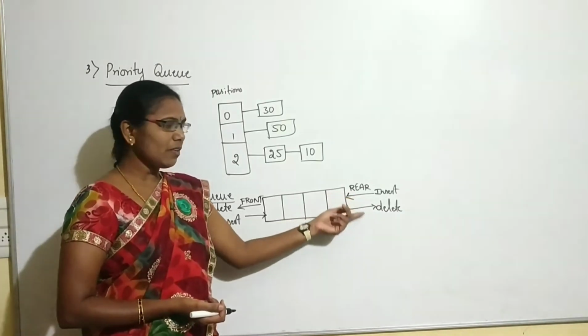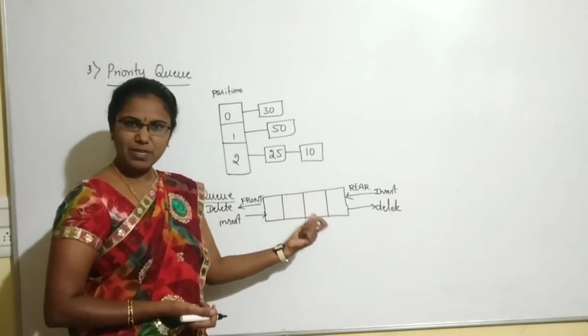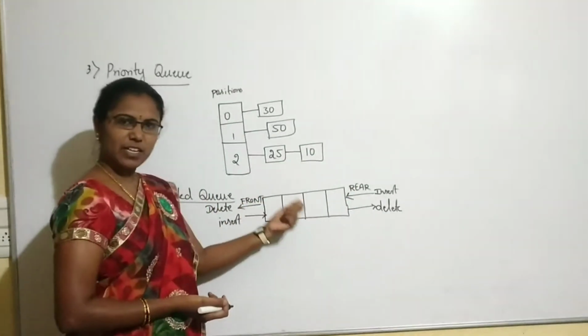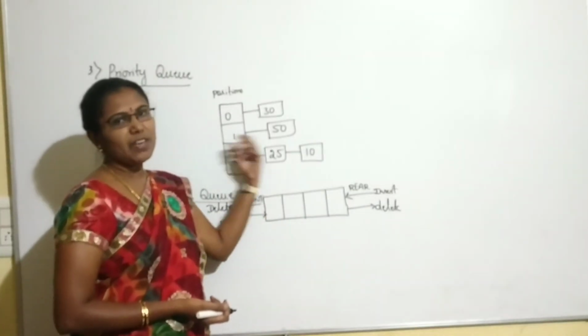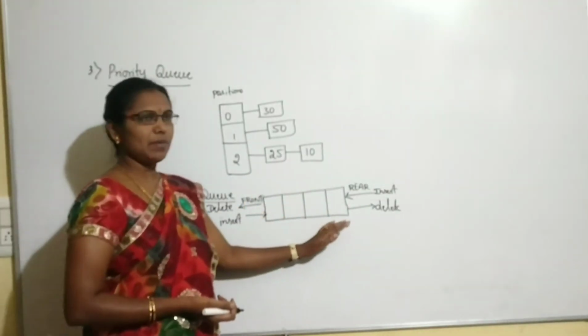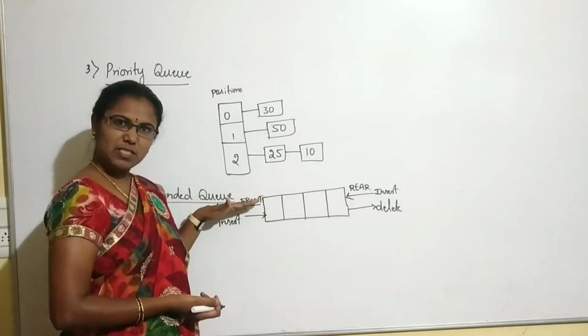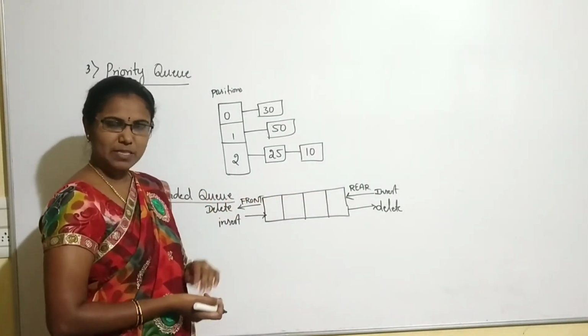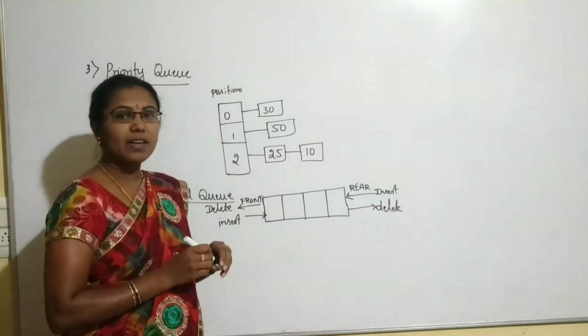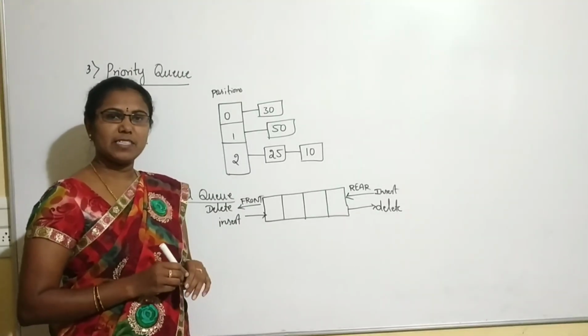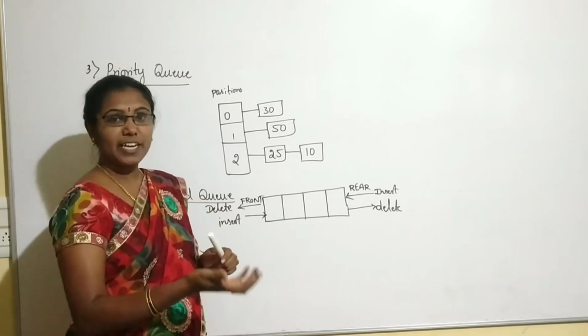Either we use only one end to insert and remove elements, or we use this end to insert and remove elements, or we use this end to insert elements and this end to remove elements, or this end to insert and this end to remove. Means we can easily remove and insert elements at whichever end we require.